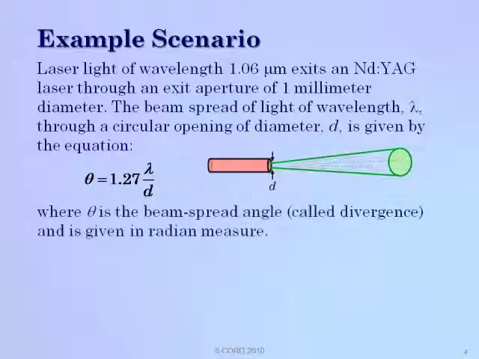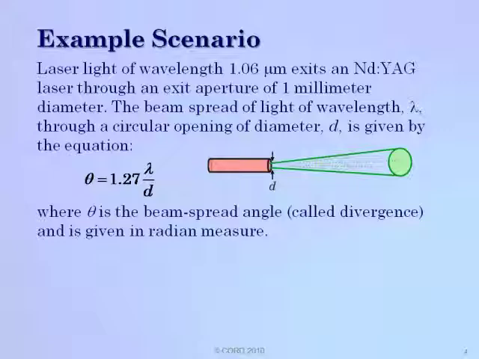Here's an example scenario that photonics technicians have to work with. Laser light of 1.06 microns exits a laser through an aperture of 1 millimeter diameter. The beam spread of the light through a circular opening of diameter d is given by the equation theta equals 1.27 times lambda over d, where theta is the beam spread angle, also called the divergence.